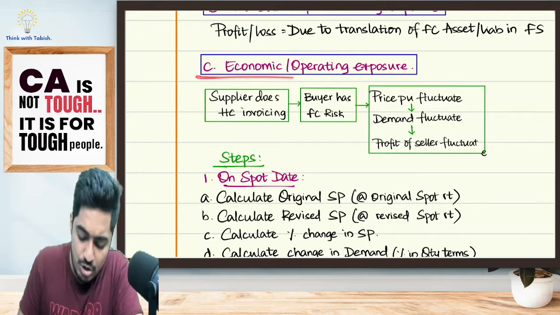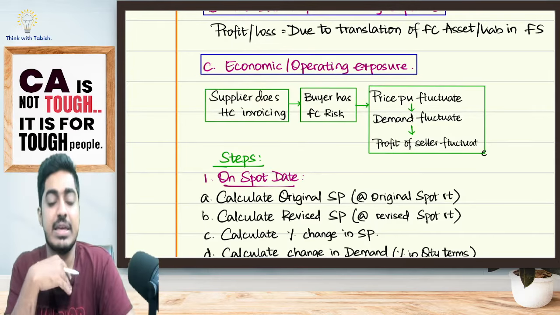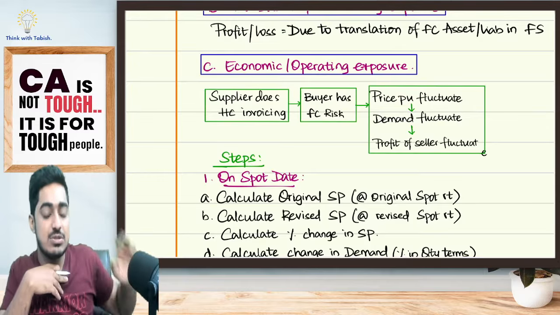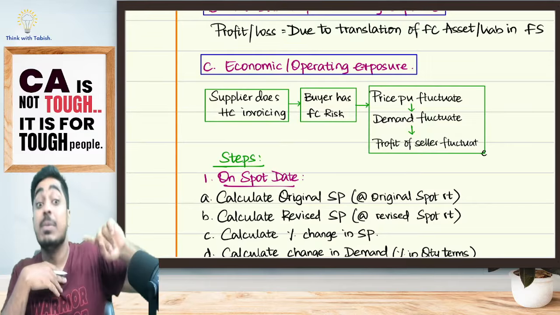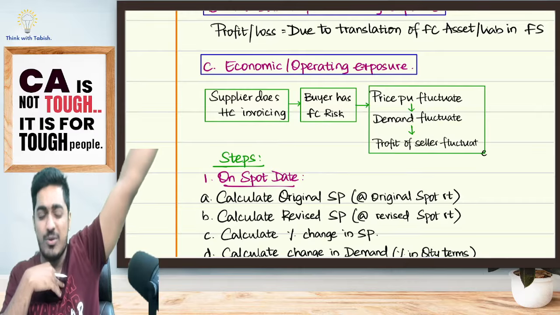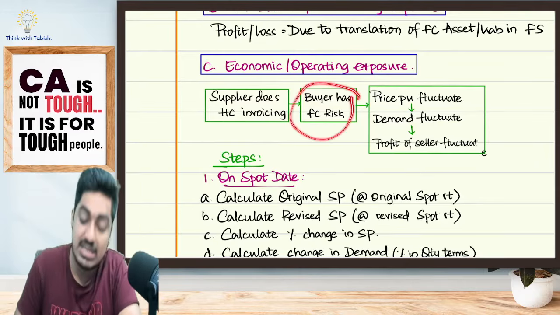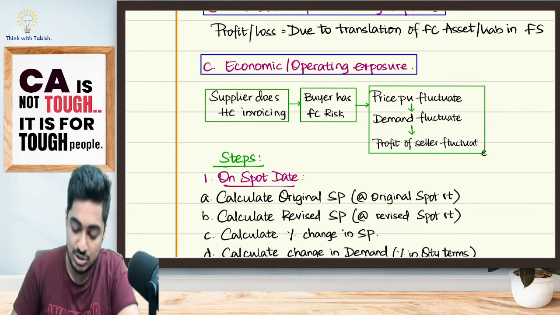Then there is economic or operating exposure. Here understand what is happening. The supplier is saying, I don't want risk, boss, I am doing home currency invoicing. So does the supplier have a risk? No. That means the buyer is paying in foreign currency. Does the buyer have risk, yes or no? Yes. When the buyer has risk, the buyer's price per unit keeps fluctuating.